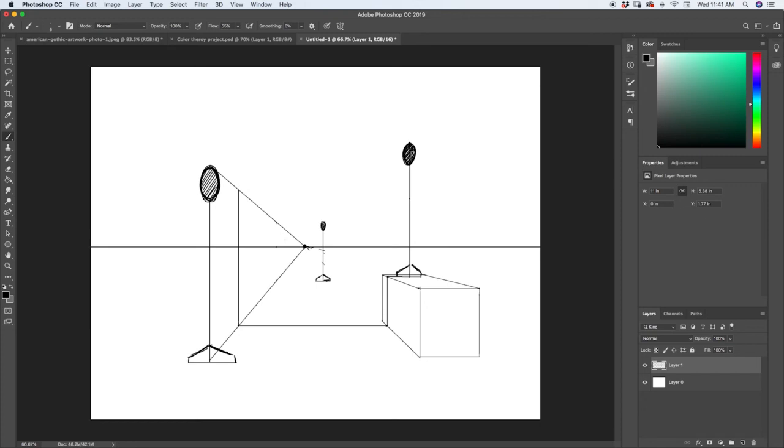So based off of this, if they're standing right here, then it's going to connect back to these guidelines and come up like that. And now you know that that right there is the height of the person or the object that you're drawing.